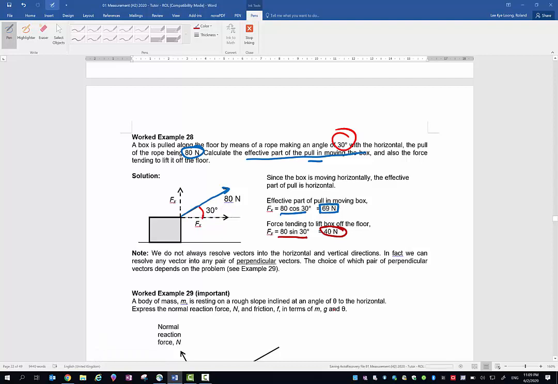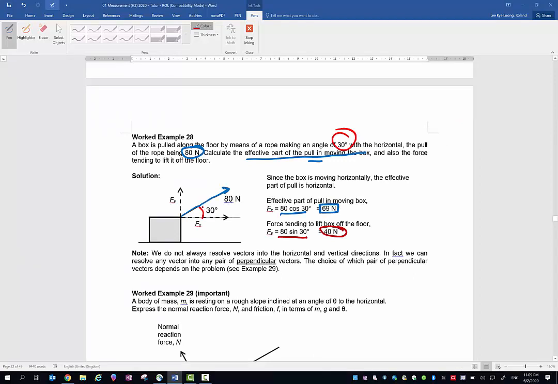So anyway, always remember this. The angle here is 30 degrees. The component that is attached to the angle, you always do a cosine. The component that is away from the angle, you do a sine. Because you see, if you look at the triangle, let's say this is theta, and this is, let's say, sine.